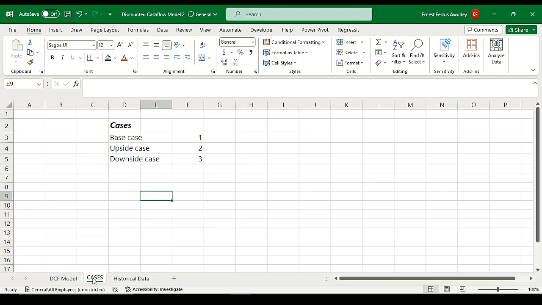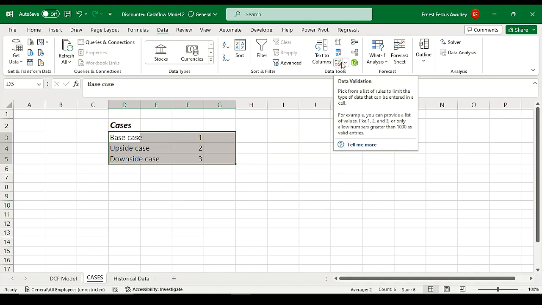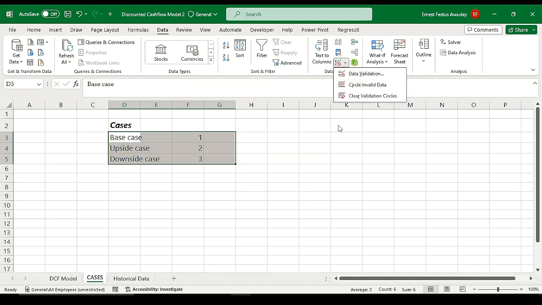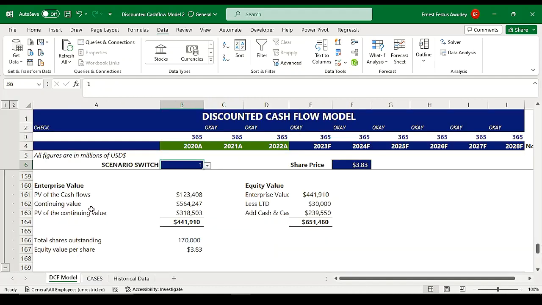And when you come to the cases tab here, you will see that this is the list of the cases we had, and then we used data visualization on the data tab. So you come to the data tab, and then you come to the data tools column here, and you see this particular bar here called data visualization. So we just click there, and that is what we used to build or to achieve this particular scenario switch.